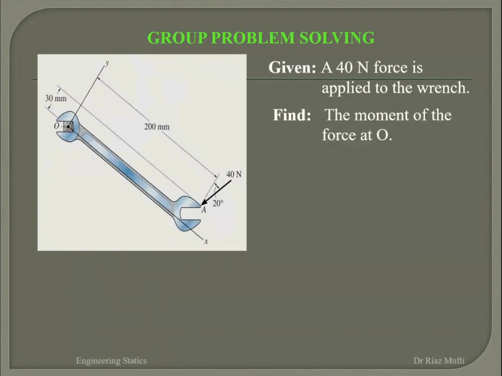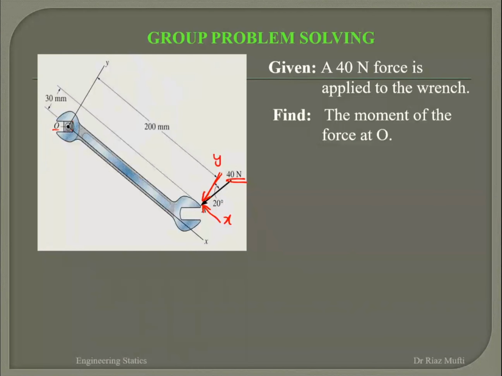We got a force of 40 Newton being applied. We need to find the moment at point O, which is here. That's the point O. So I can use a force line and try to find the perpendicular distance, which seems a bit difficult. Or what I can do, I can divide it in two components. One component is this one, which is my y component, and the other is this one, which is my x component. So I have resolved this 40 Newton into two components.